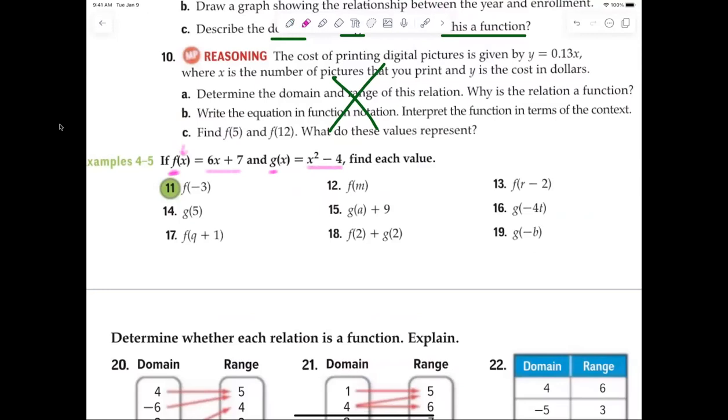What's inside the parentheses? What letter? X. What's inside the parentheses here? X. What's inside the parentheses is always the X value. To solve the problem, you just plug that number in for X. You just plug that number in for X. All right. So if I say, for example, F of -3.